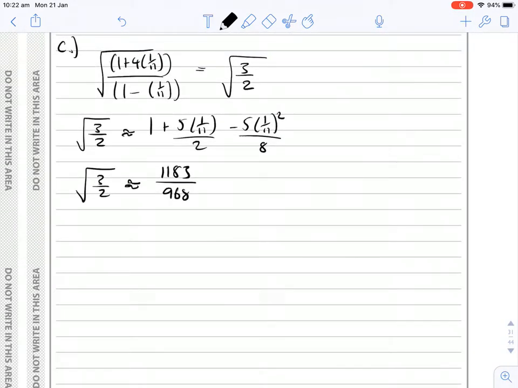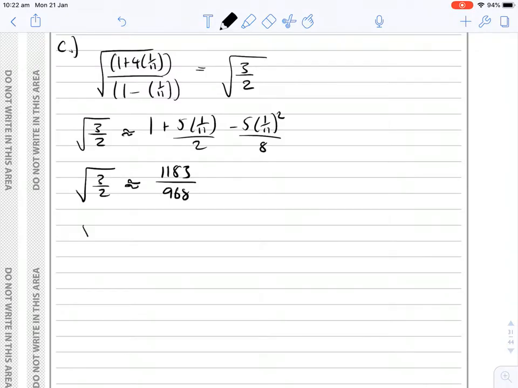And so if we simplify this, we've got root 3 over root 2 and we want to rationalise the denominator, this becomes root 6 over 2. It's approximately equal to 1183 over 968. And so therefore root 6 is approximately equal to 1183 over 484.